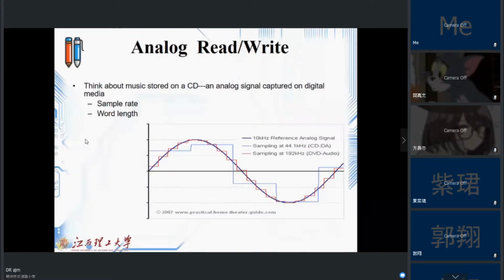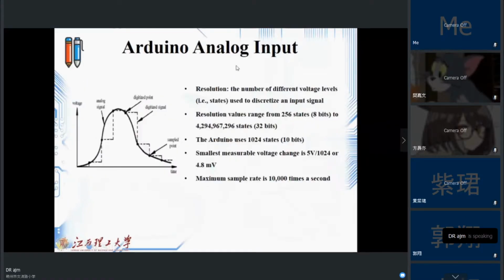Just have a look at this signal. One more concept we have is resolution, which is the number of different voltage levels used to describe an input signal. This resolution ranges from 256 states for 8 bits to nearly 4 billion states for a 32-bit number.